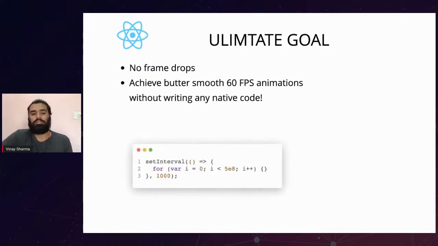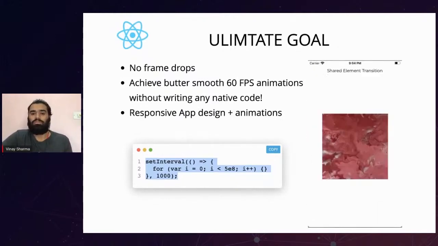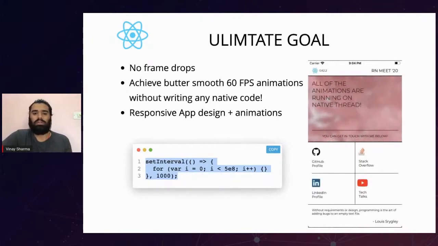In order to test it, you can just run this piece of code, and this will entirely block the JavaScript thread, and still you can see the animations are running butter smooth. And to make the animation totally responsive, this is the video of iPhone 8. So over here you can see 60 FPS animation and responsive app design.